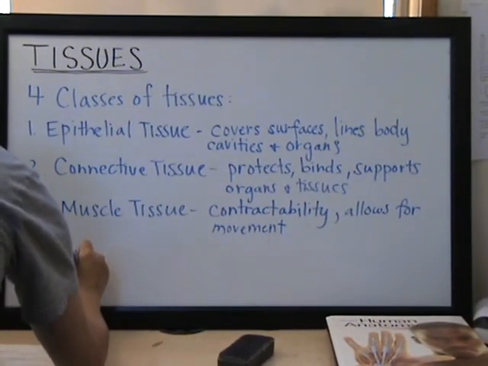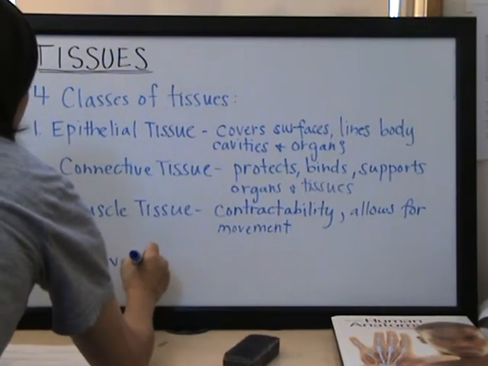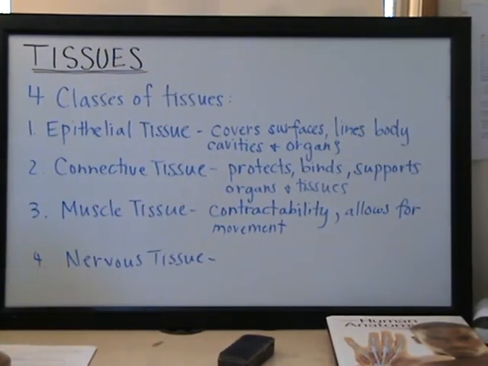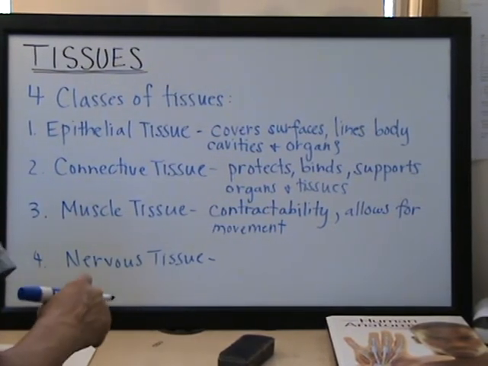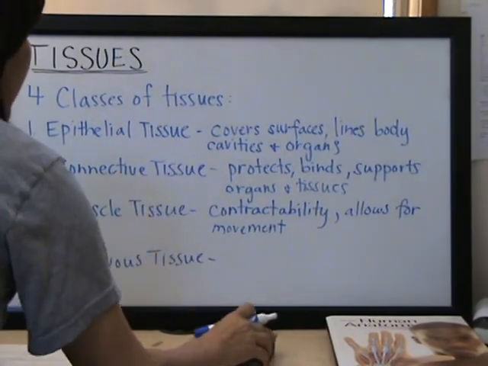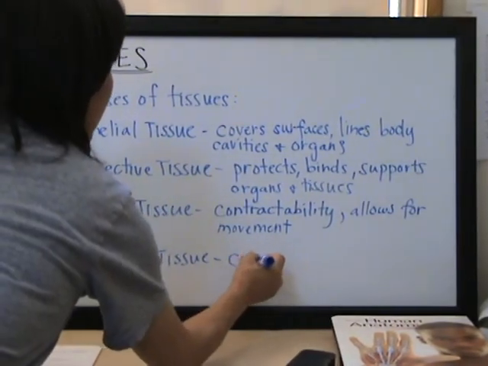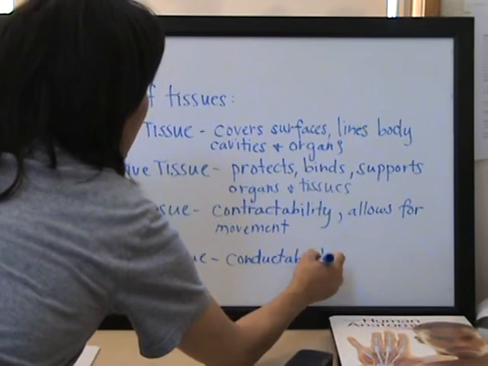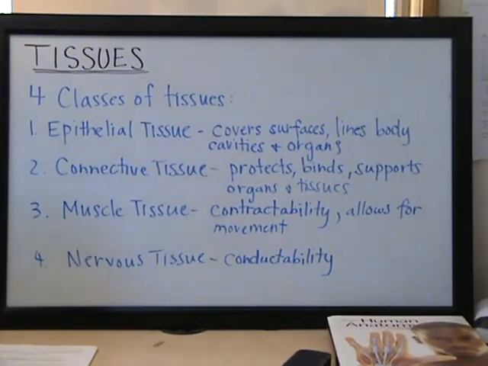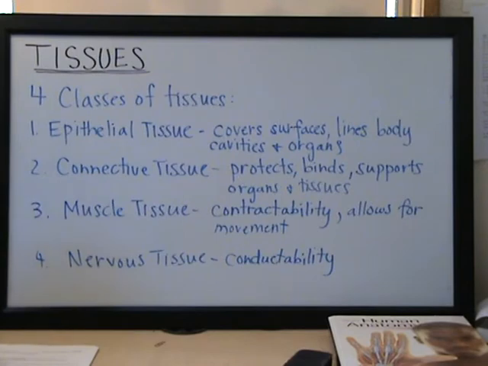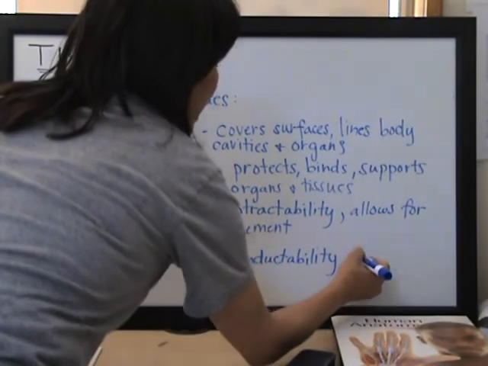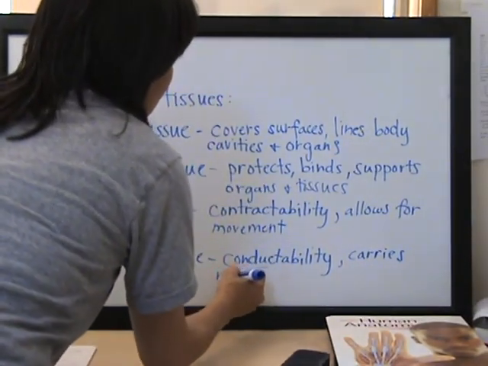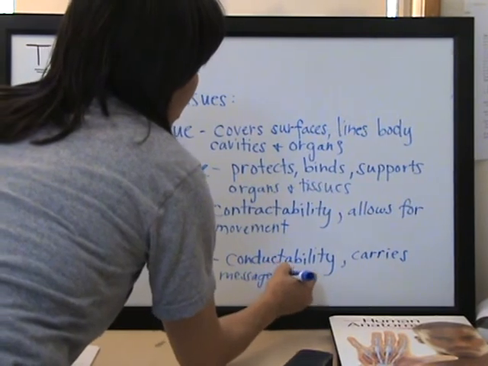Okay. How about nervous tissue? This is the last type of tissue. Nervous tissue is able to conduct information or messages over long distances. So it's conductibility. Did I spell that right? Conductibility. Okay. Well, we'll just say carries messages over distances.